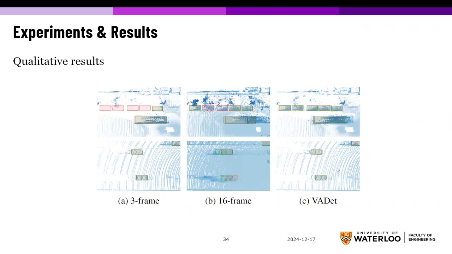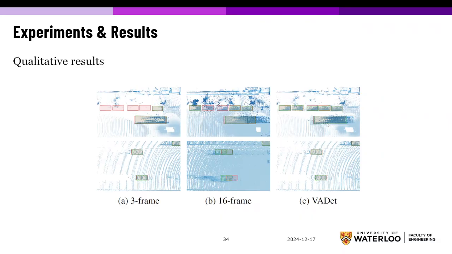And here's the qualitative result. Same example that I showed before. Again, with 3 frames, some objects could be very sparse, some could be occluded, but if those objects are in fact stationary, they will be densified and they will become much easier to detect. And for 16 frames, the fast-moving dynamic objects are going to be very much distorted, and they're going to be very difficult to accurately locate, as shown by the detection here, which is offset from the ground truth box. But in VADet, we're not aggregating that much.